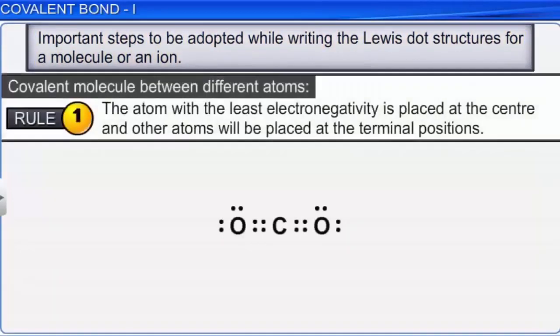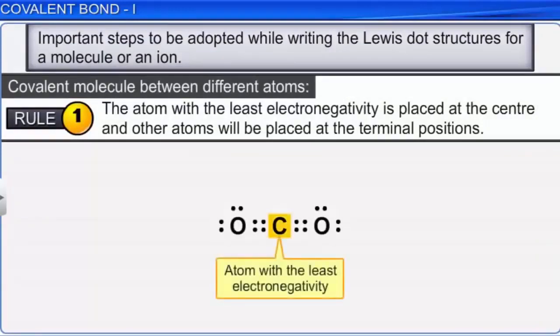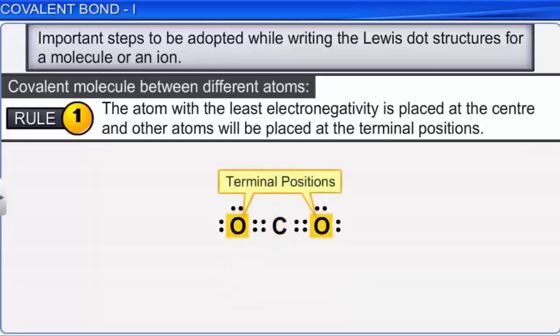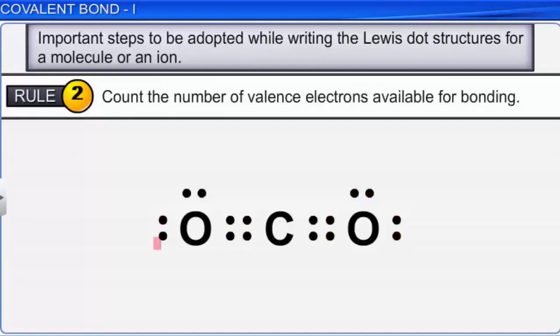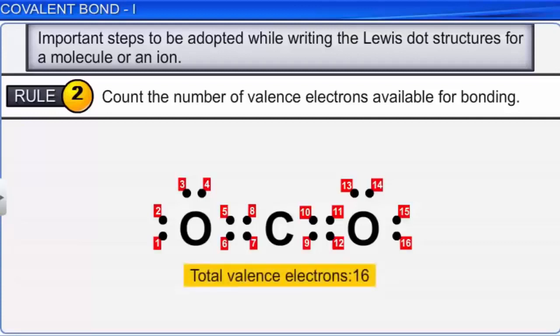In case a covalent molecule is formed between different atoms, then the atom with the least electronegativity is placed at the center, and other atoms will be placed at the terminal positions as shown here for a carbon dioxide molecule. Now, count the number of valence electrons available for bonding. In case of a molecule, count the total number of electrons present in the valence shell of all the bonded atoms.